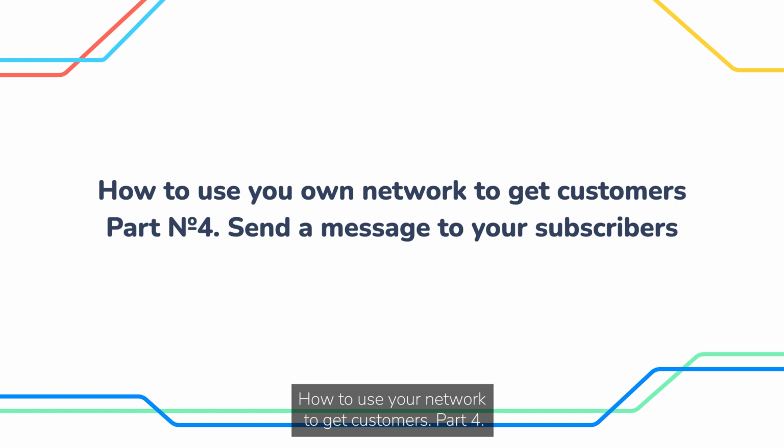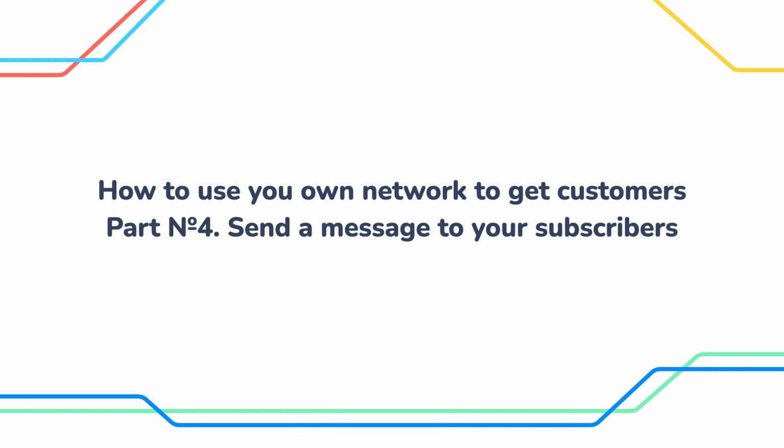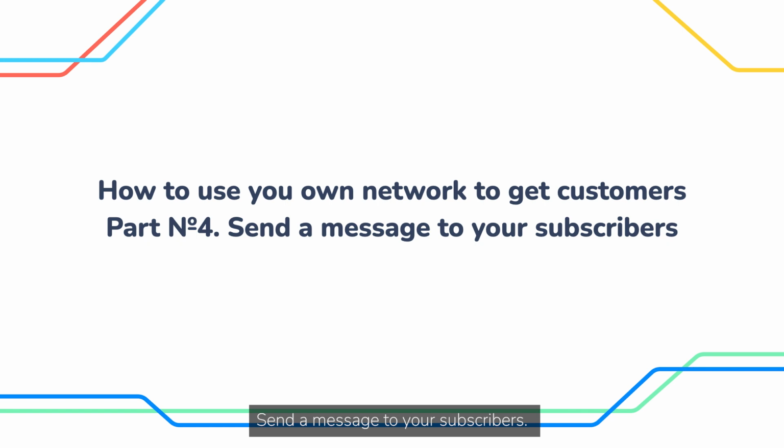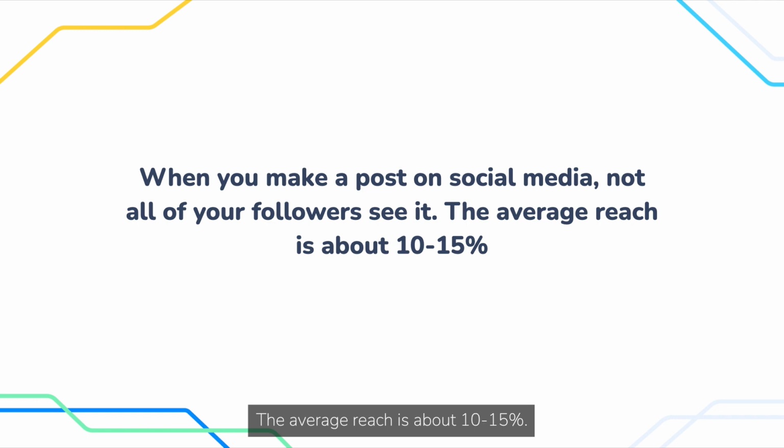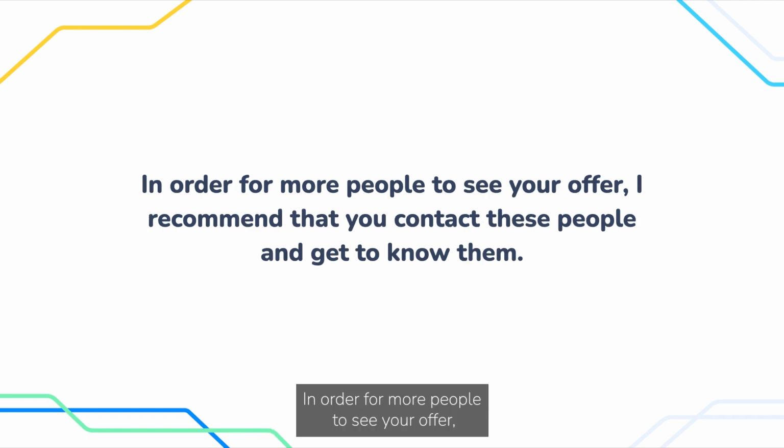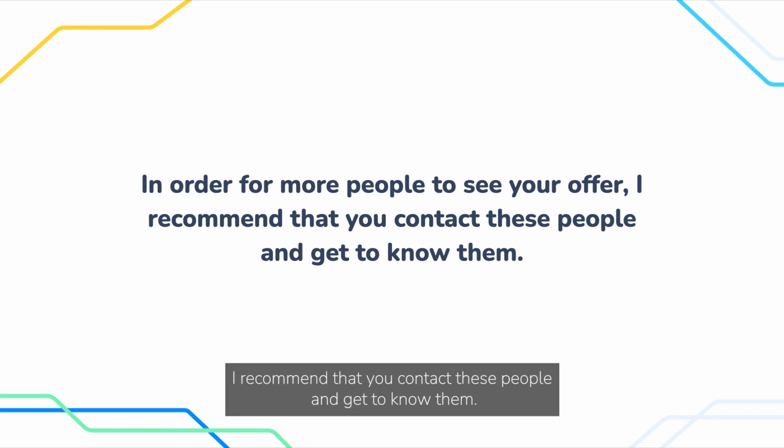How to use your network to get customers. Part 4. Send a message to your subscribers. When you make a post on social media, not all your followers see it. The average reach is about 10–15%. In order for more people to see your offer, I recommend to contact these people and get to know them.